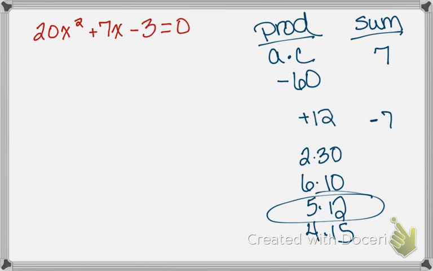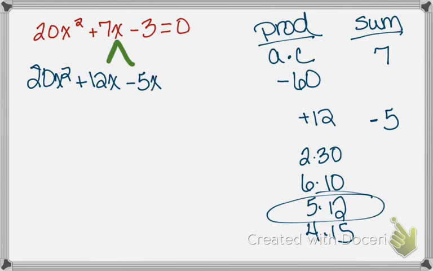Okay? So now I am going to split that 7x. Nope. 12 and 5. What did I do? Oh, no, it's negative 5, right? This is what happens when I get in a hurry. 12 and negative 5 is going to be positive 7. Okay, so I have 20x squared plus 12x minus 5x minus 3.